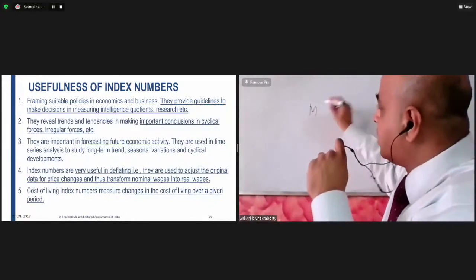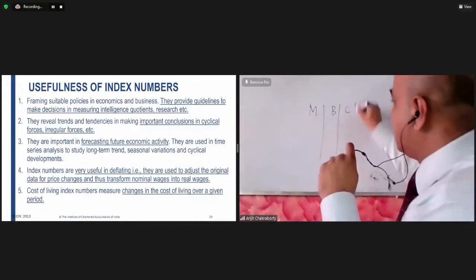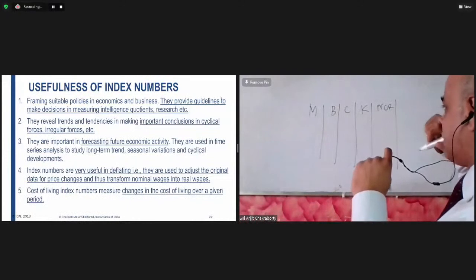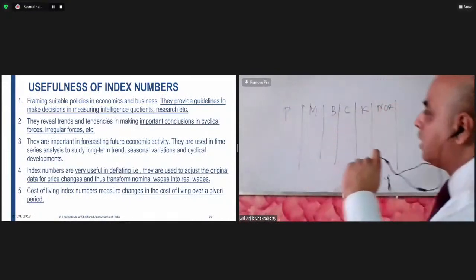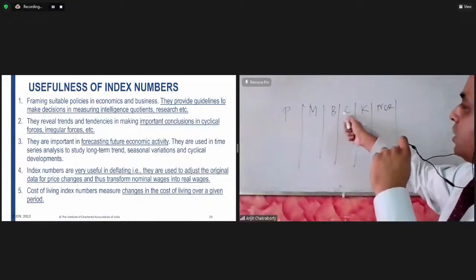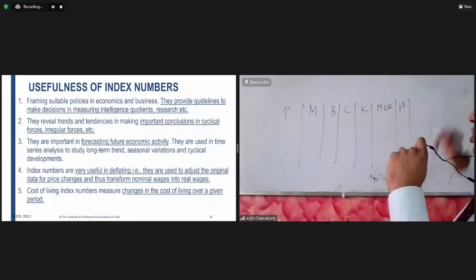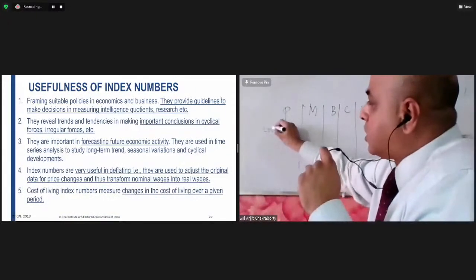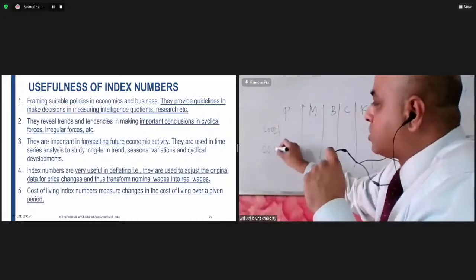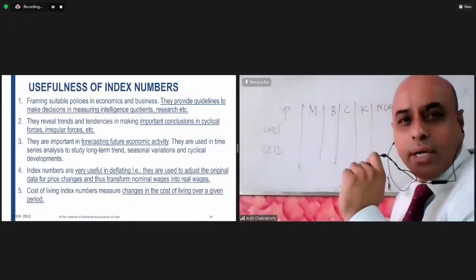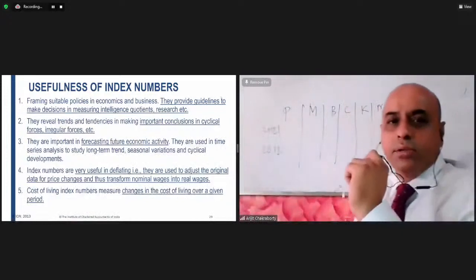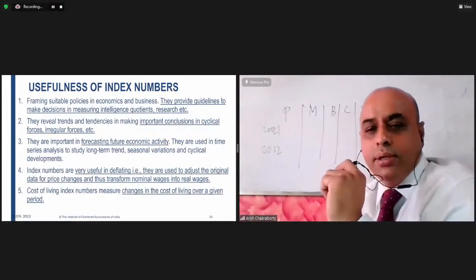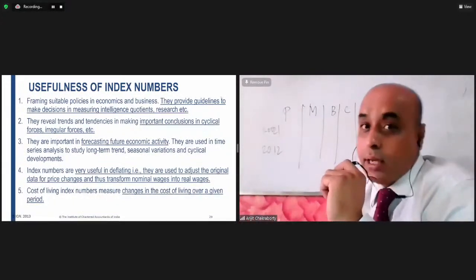Let's take Mumbai, Bangalore, Chennai, Kolkata, NCR, and let us take Pune here, P. So Pune, Mumbai, Bangalore, Chennai, Kolkata, NCR, and Hyderabad, H. So we are taking some important cities. Now, if you find out 2021 versus 2012, say cost of living index, that means for an individual person to stay in Pune and to have a comfortable life, what should be your total monthly expenses for a single person?